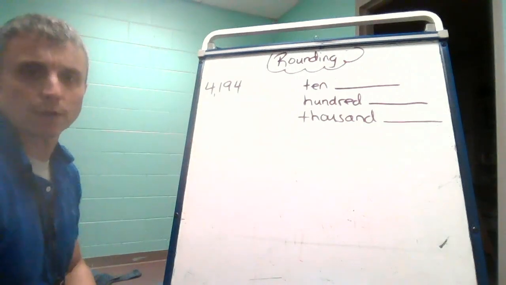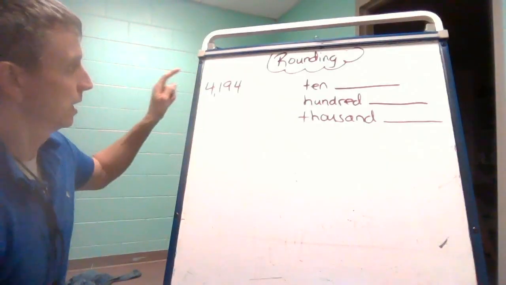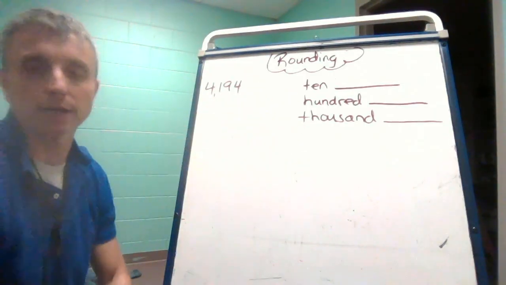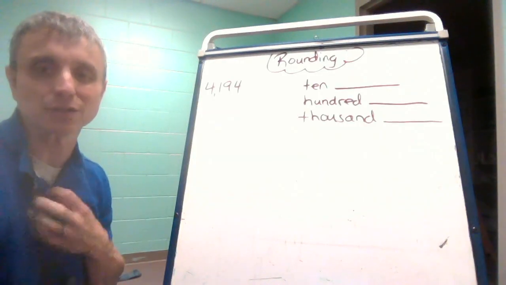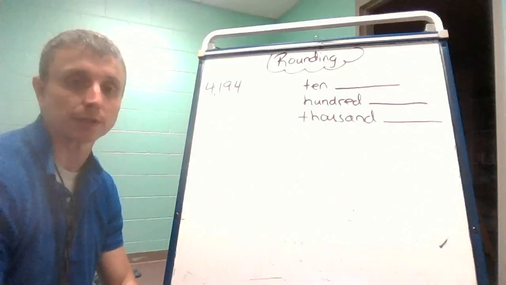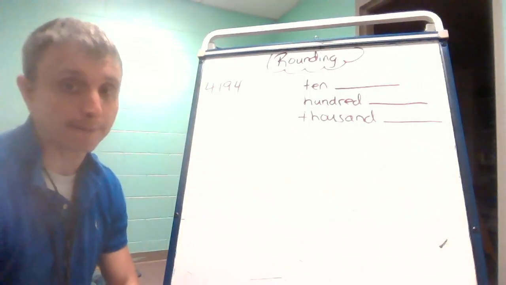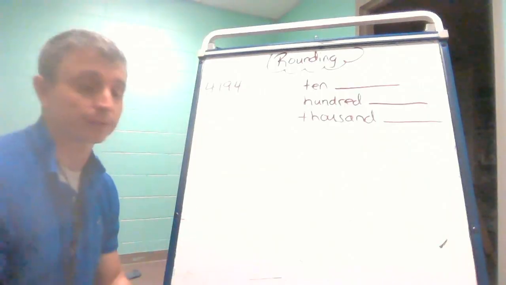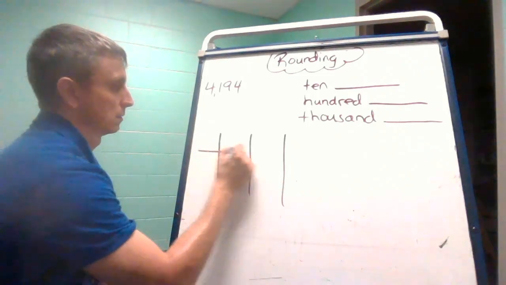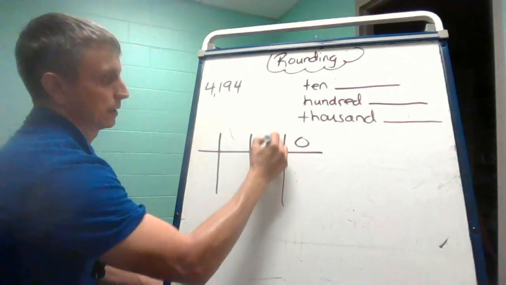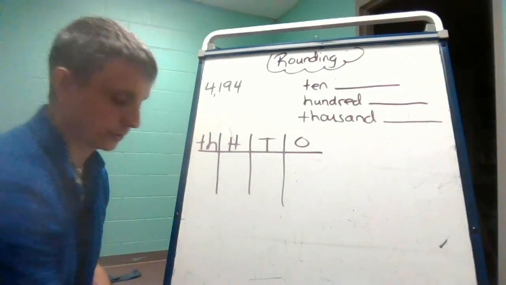Today we're going to be rounding four-digit numbers to the nearest 10, 100, and 1,000 using place value. Remember, pretty much everything we do in math class is based on place value, and this is no exception. So first thing I'm going to want to do, because I'm using place value, is draw a place value chart. Here we go. Ones, tens, hundreds, thousands. Switch colors so it makes sense.